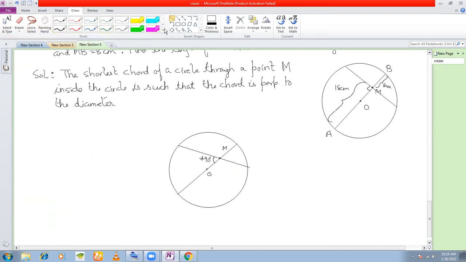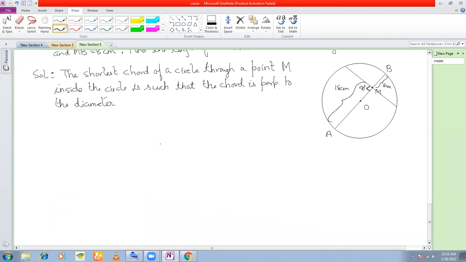Again, you can have another chord, let's say something like this. You can have many chords through M. But then again, this angle is not 90 degrees either. So therefore, although you can have many chords through a given point inside a circle, the shortest chord through that point will be that chord which will always be perpendicular to the diameter. So this angle must be 90 degrees. Clear with this? Yes, sir.